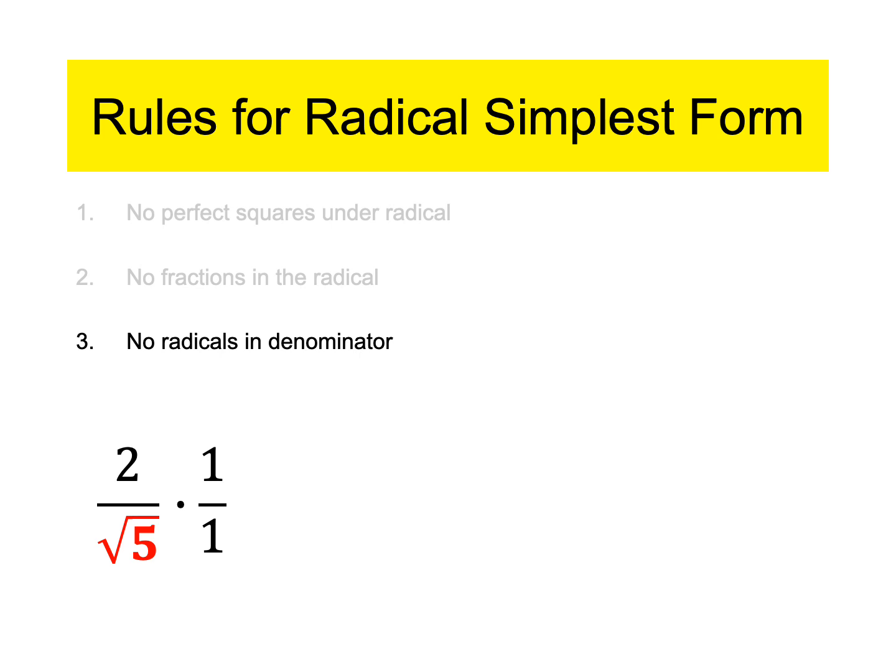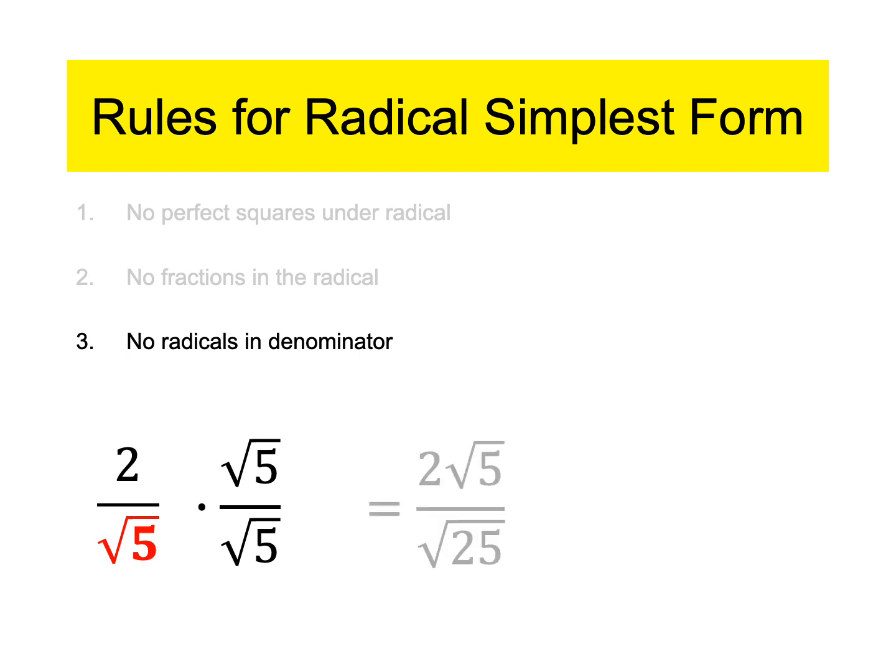I'm going to write 1 over 1 as root 5 over root 5. What's the square root of 5 divided by the square root of 5? It's 1. So that's really 1. So I'm multiplying by 1, but watch what happens when I multiply straight across. 2 times root 5 is 2 root 5. The square root of 5 times the square root of 5 is the square root of 25.